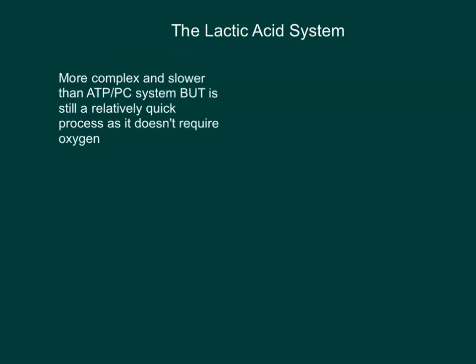Before moving on to the advantages and disadvantages of this energy system, it's important that we note some key aspects of the energy system. First point to make is that although the lactic acid system is slightly more complex and slower than the ATP-PC system, it still is a relatively quick process because it doesn't require oxygen. And also because the glycogen and glucose is readily available in the cells, it is a quick process, and the reactions can take place quite quickly.